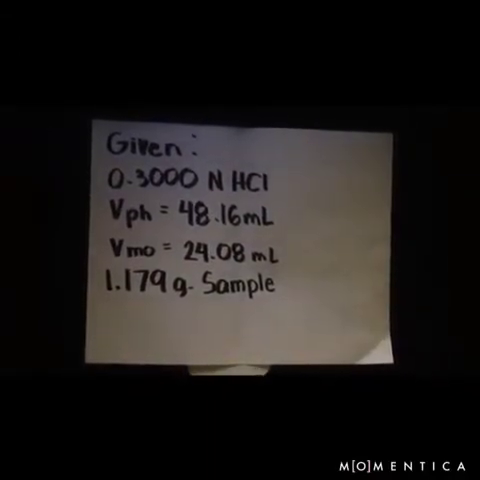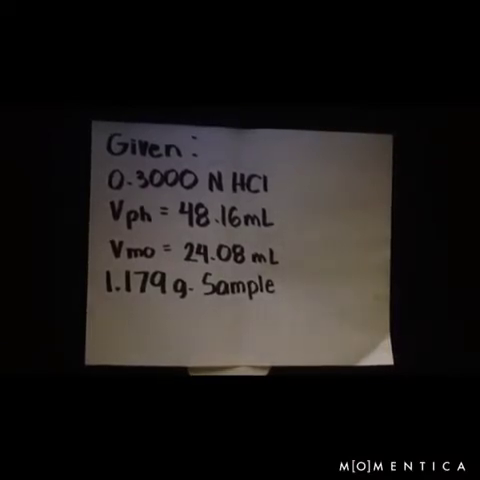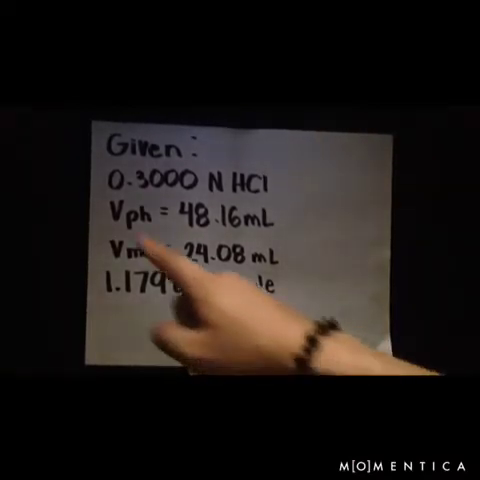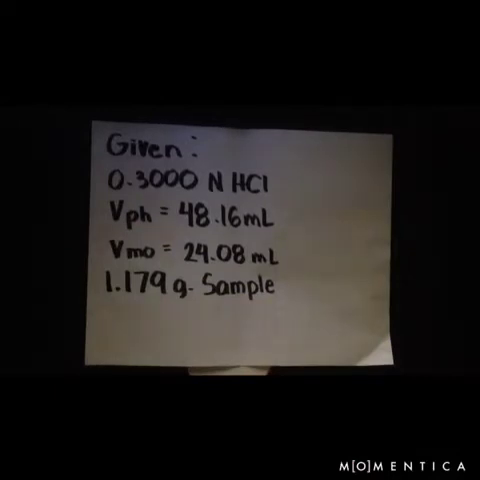First step is to know the given. 0.3 normality hydrochloric acid. Then, the volume of the acid with phenolphthalein is 48.16 ml, and the volume of the acid with methyl orange is 24.08 ml. And the sample is 1.179 gram.